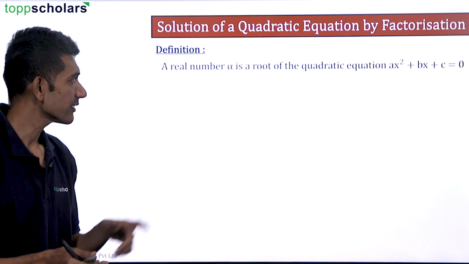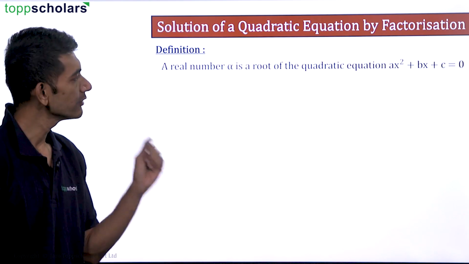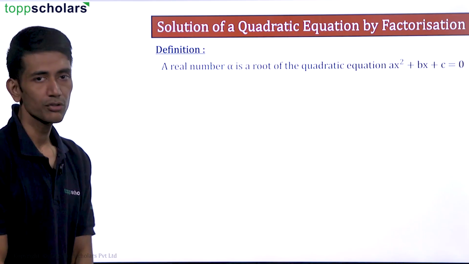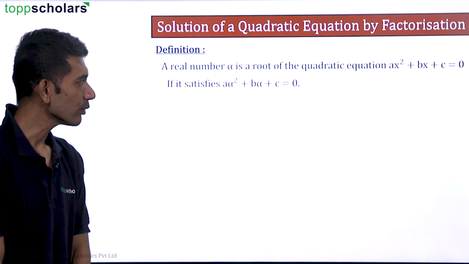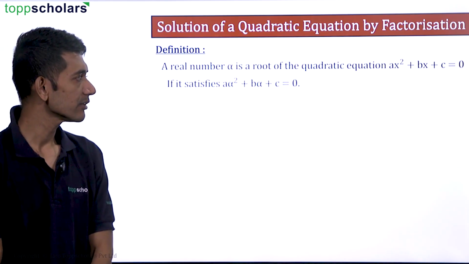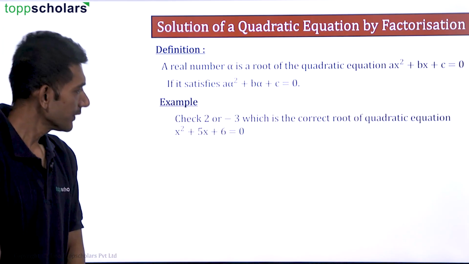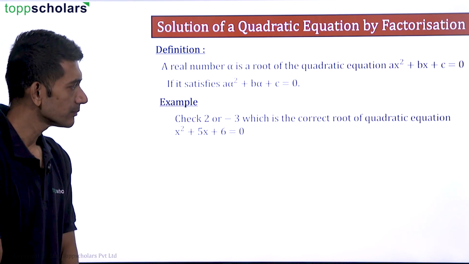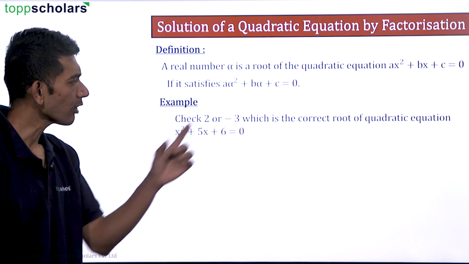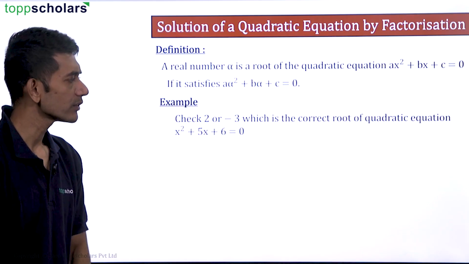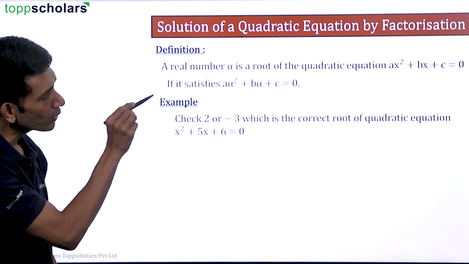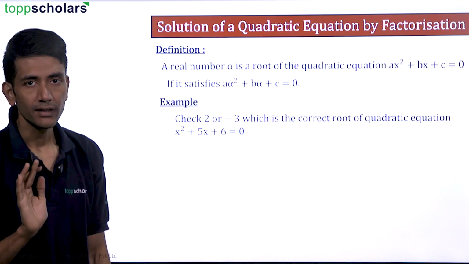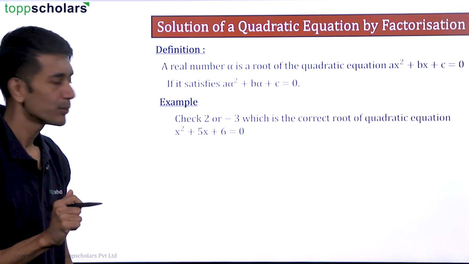So the definition says that a real number alpha is root of the quadratic equation ax square plus bx plus c is equal to 0, if it satisfies a into alpha square plus b into alpha plus c is equal to 0. Then we are supposed to check whether 2 or minus 3 is the correct root of the quadratic equation. See, basically what you need to do is, wherever you have x, you substitute alpha. That's it. So that is what we are going to do, right?